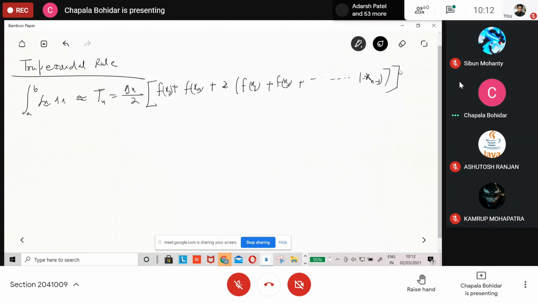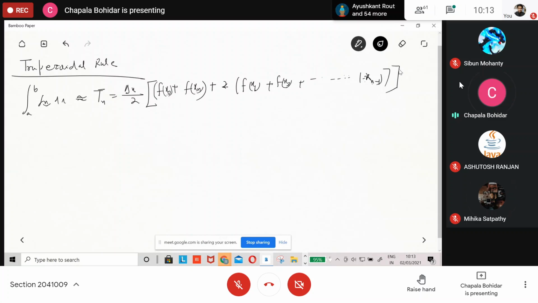Ma'am, what have you written inside the bracket? The first and last terms, f(x0) plus f(xn), are taken as they are, then twice of all the other terms. Okay, ma'am. Thank you, ma'am.